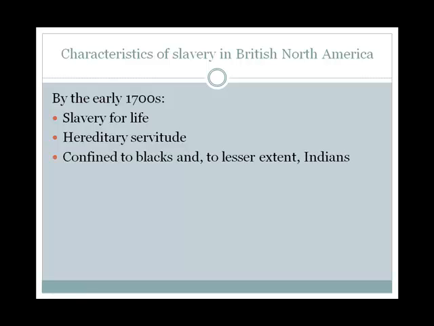Third, it is confined to blacks and to a lesser extent to Indians. So it is a racialized form of servitude. And then finally, slaves are chattel. They are the personal private property of their owners. They can be bought, sold, deeded, willed, lost in a card game, whatever. They are personal private property.